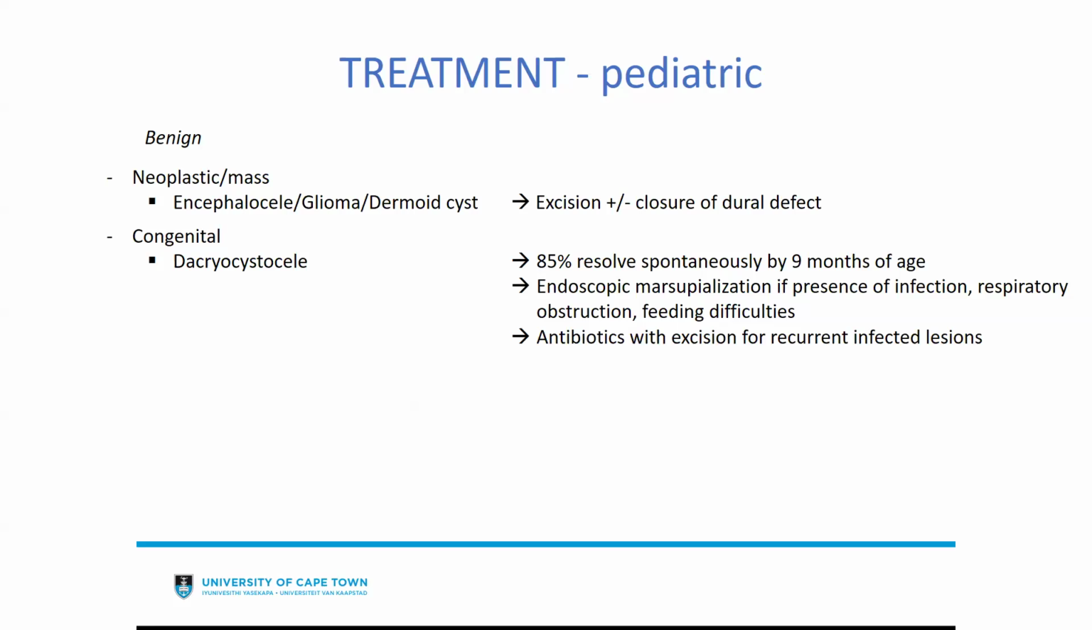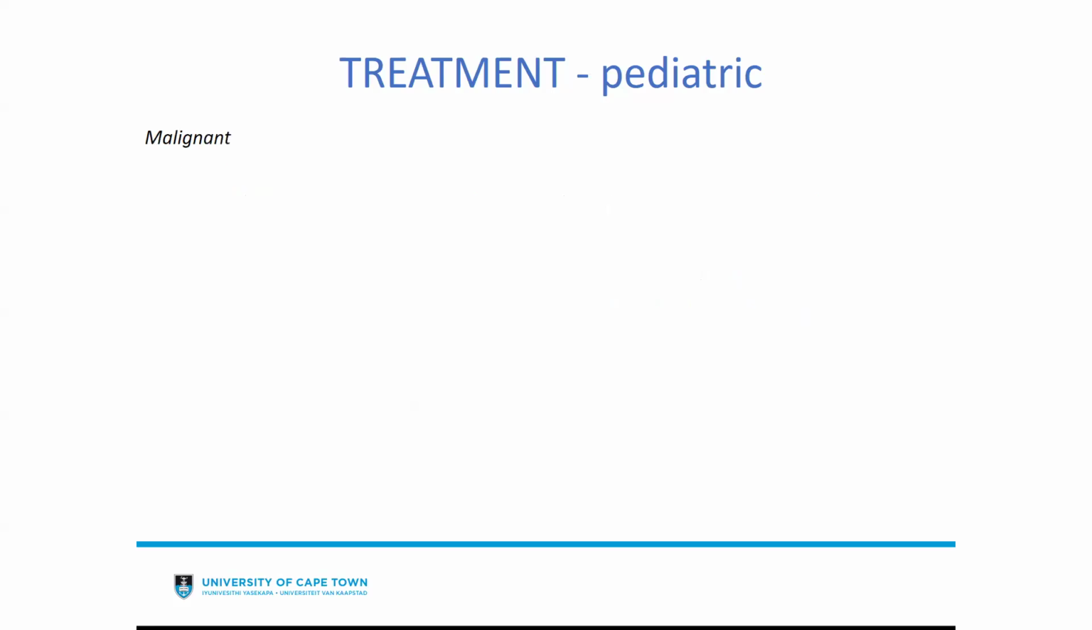For the benign lesions, for the midline nasal masses, the encephaloceles, gliomas, and dermoid cysts, you will usually do an excision with or without closure of the dural defect if necessary. A dacryocystocele will usually resolve spontaneously by 9 months of age, but if there's an infection or some respiratory problems or feeding difficulties, you can do an endoscopic marsupialization of the cyst. Antibiotics and excision are only necessary when you have recurrent infected lesions. The malignant lesions in children are very rare, so I won't go into detail of those. It's a case-per-case management.